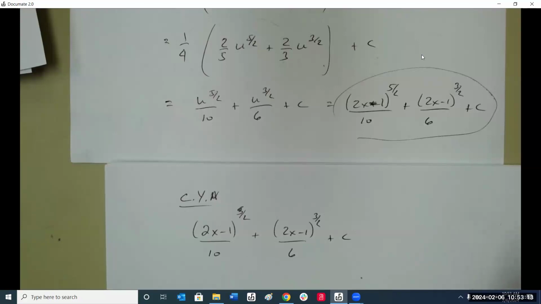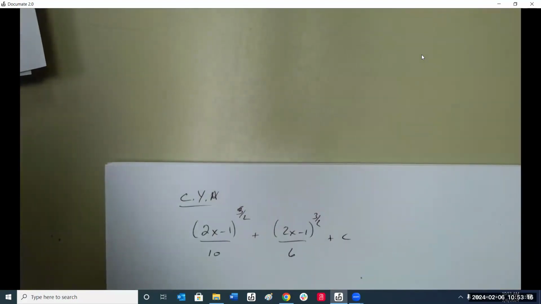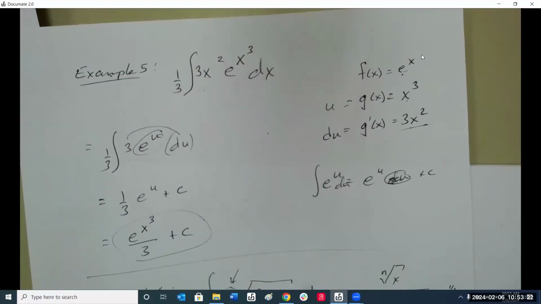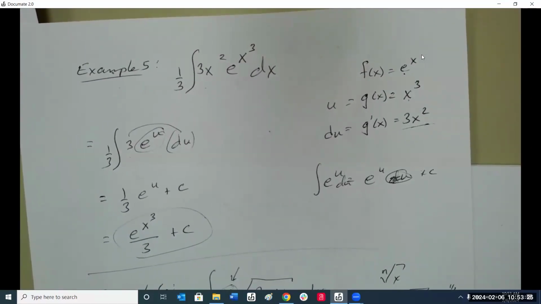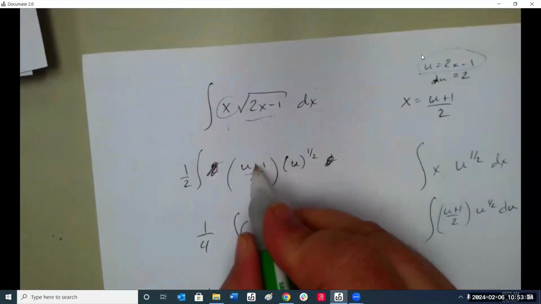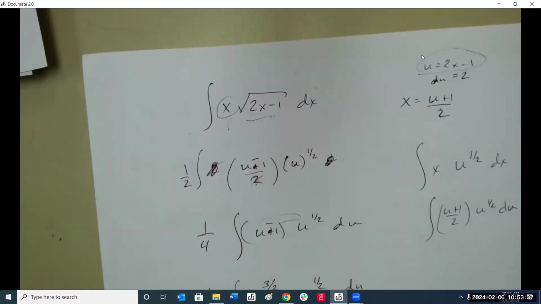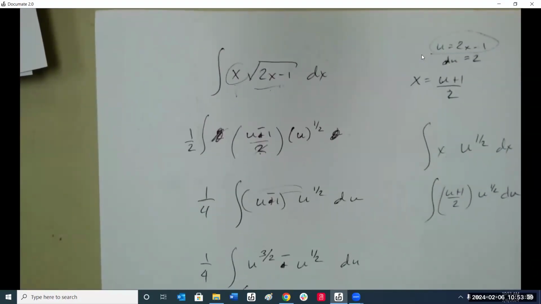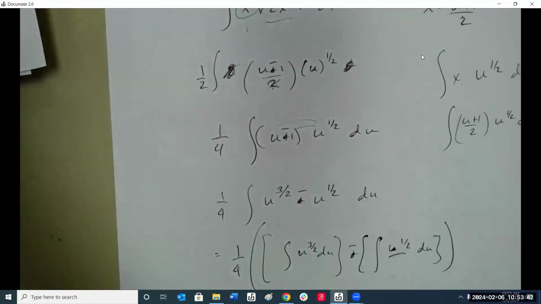What is example 6's original equation? The original equation for example 6 is the integral of x times the radical of 2x plus 1 dx. So x is u minus 1, not u plus 1. I was looking at my sheet, and it says 2x plus 1, so it means x has to be u minus 1 over 2. So it has to be minus.